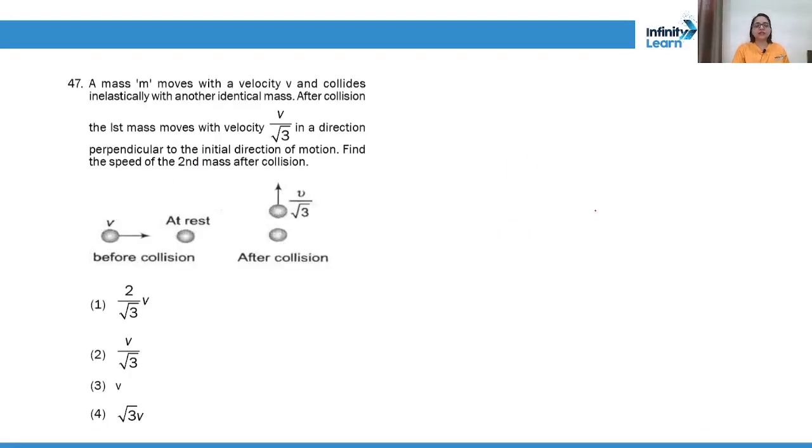Question number 47. A body of mass m moves with velocity v and collides inelastically with another identical mass m at rest.